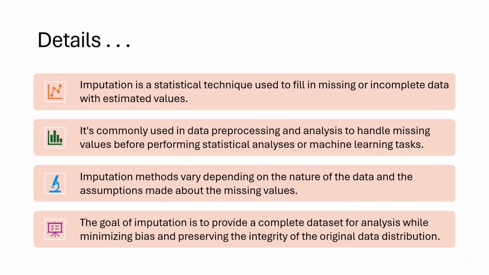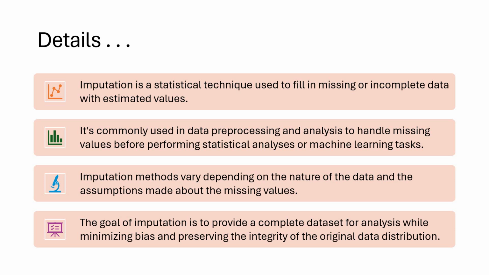That's very simple. Right? Imputation is a statistical technique fundamentally used to fill in missing or incomplete data with estimated values. Where is it used? It's used predominantly in data pre-processing and analysis to handle missing values before performing any sort of statistical analysis or machine learning task. Imputation methods fundamentally vary depending on the nature of the data and assumptions made about the missing values.